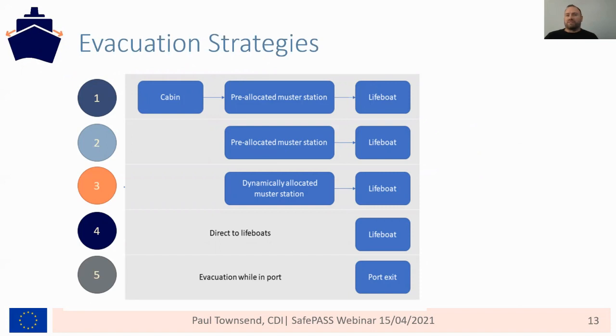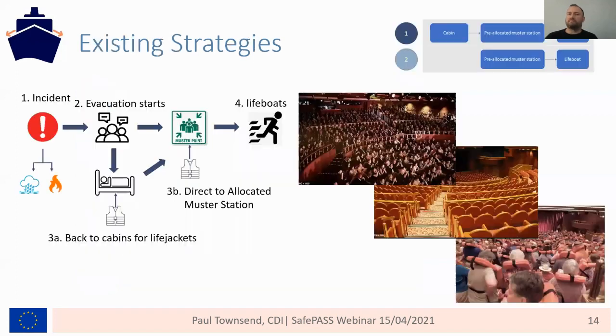So these 5 evacuation strategies are for different situations, but the top 2 are the more traditional ones, and then 3 and 4 are what's now possible. And evacuation in port obviously can exist now, but it's less focused on in the IMO regulations, and is potentially one of the highest risks from a crowd congestion point of view. So the system can also help that. So we're going to focus on the first 4 rather than the port evacuation.